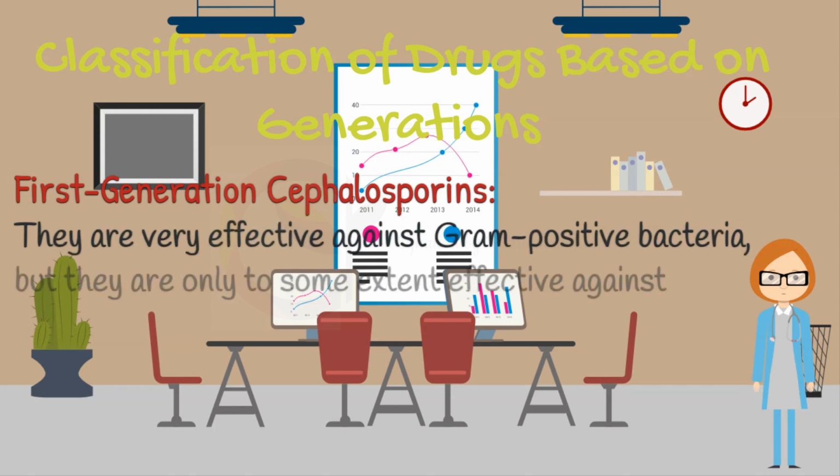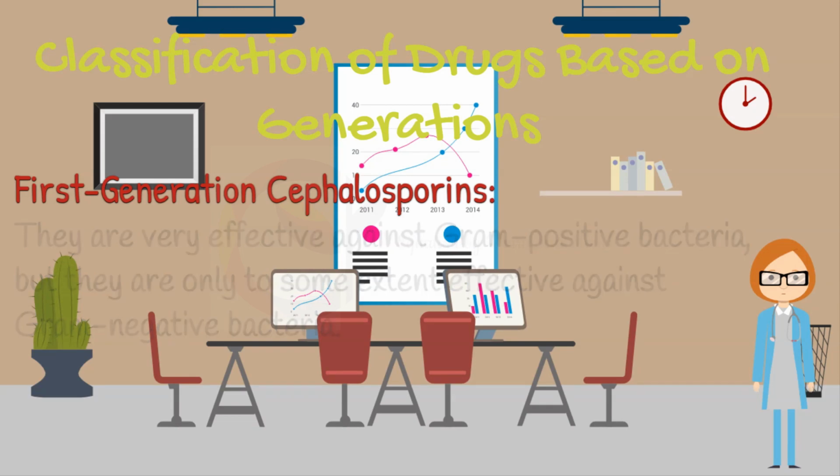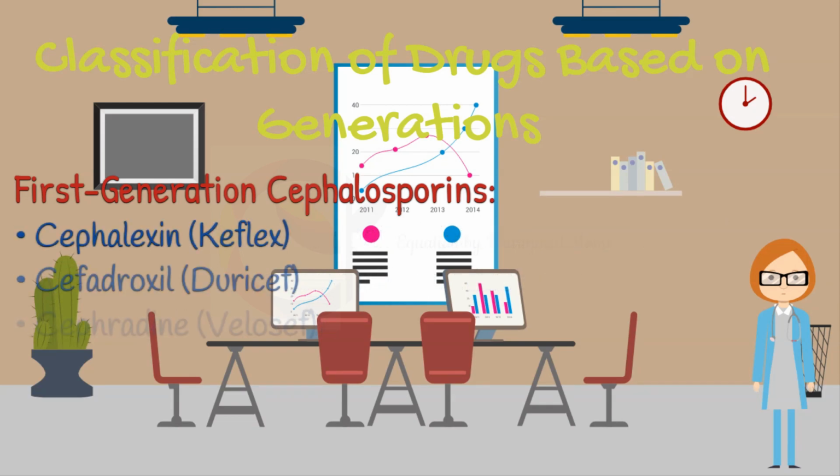First-generation cephalosporins. They are very effective against gram-positive bacteria, but they are only to some extent effective against gram-negative bacteria. Examples of first-generation cephalosporins include cephalexin, having brand name Keflex; cefadroxil, having brand name Duricef; cephradine, having brand name Velosef.